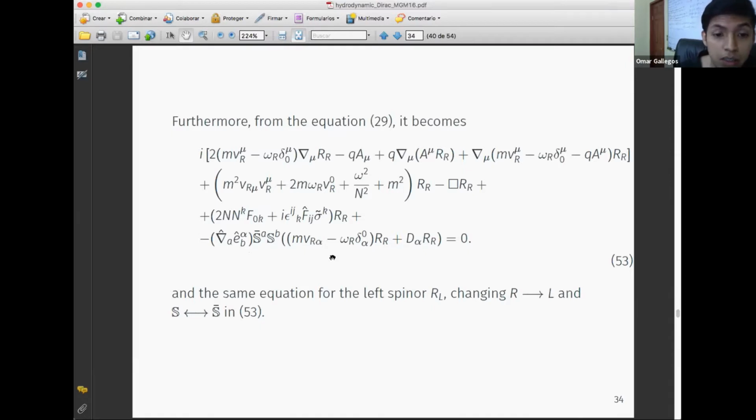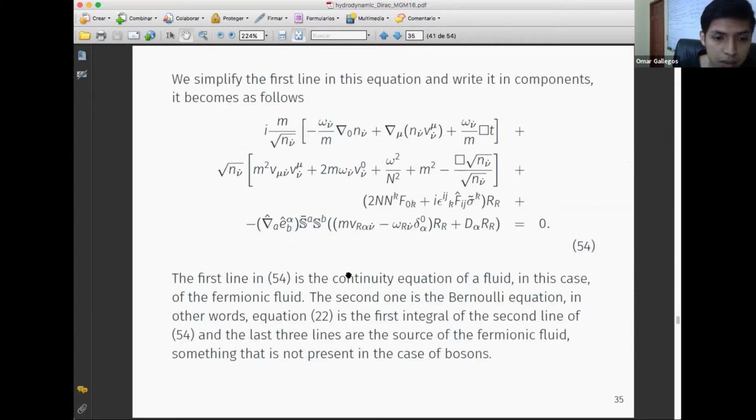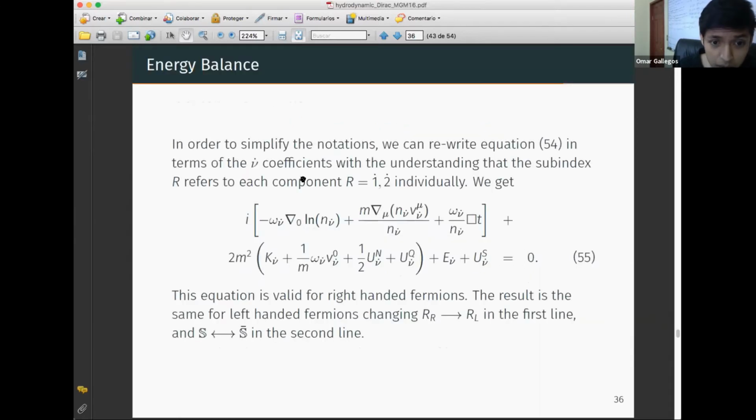We can obtain the hydrodynamic representation for Weyl fermions, and if we arrange the terms more conveniently, we can see in the first line this is the hydrodynamic representation, and the next lines are the energy balance. I present more specifically what each term is. For example, here we can relate it with the kinetic energy, and we can write it in a better form like this. The first line is the hydrodynamic representation, and the second is the energy balance.